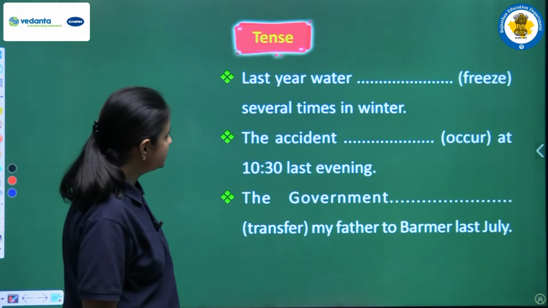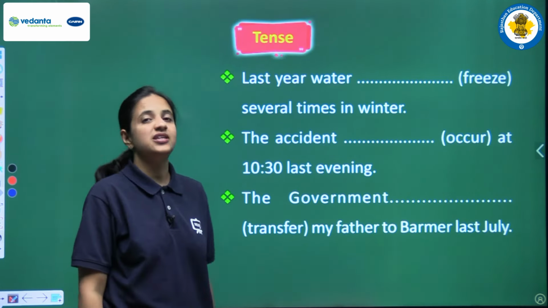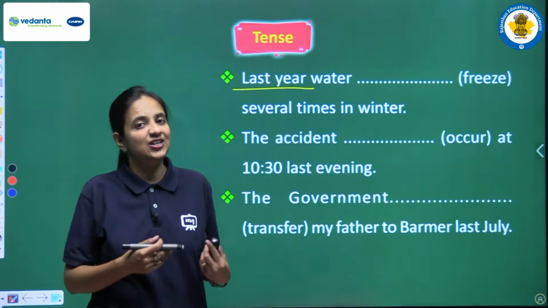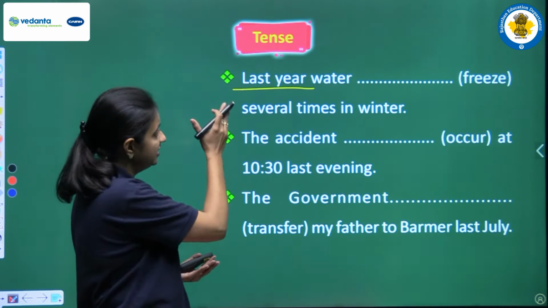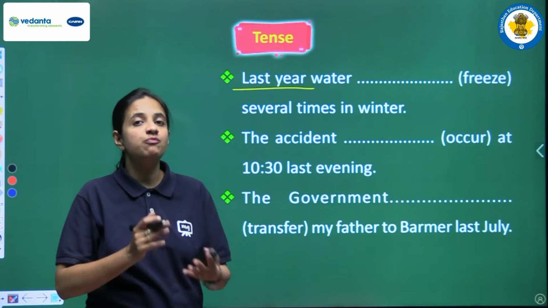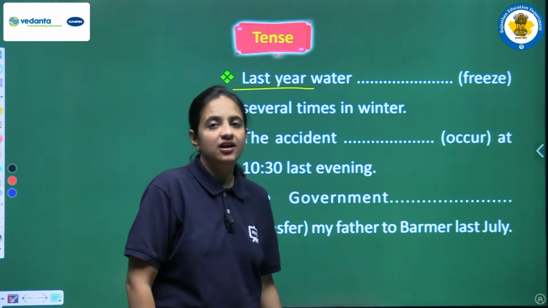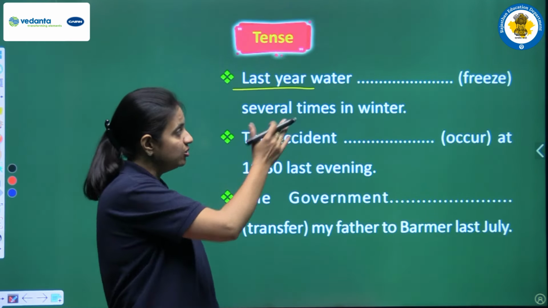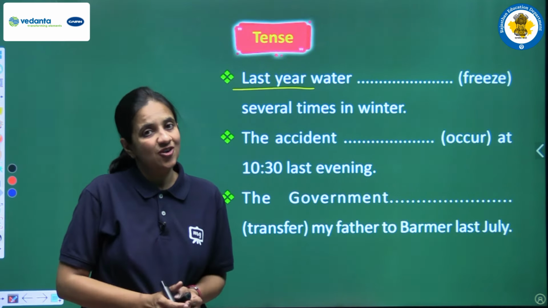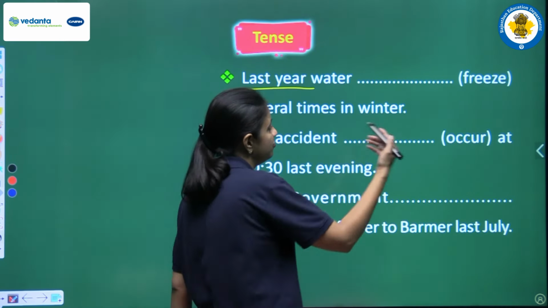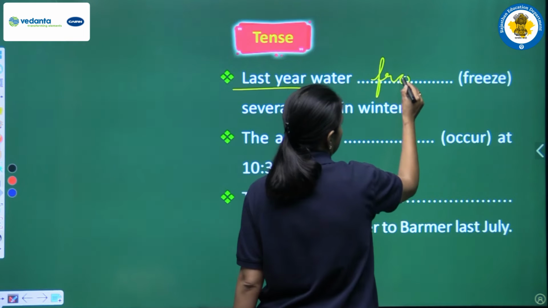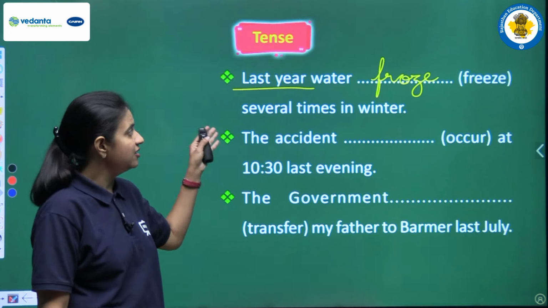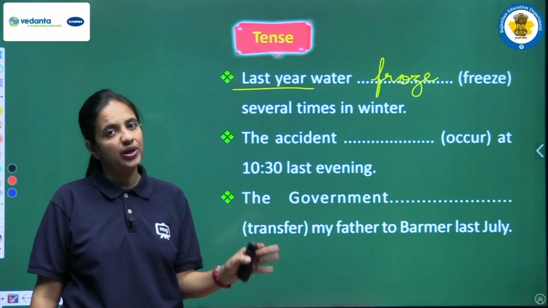Next we have, last year water freeze several times in winter. So we have last year, we are talking about some event that actually happened in the past, and again this is a positive sentence of past simple tense. So we will write the second form of the verb, and yes, we won't write did here, did will be hidden. So now the verb that we have is freeze. What is the second form of freeze? The second form of freeze is froze, F-R-O-Z-E. So we will write froze here, and our answer will be, last year water froze several times in winter.